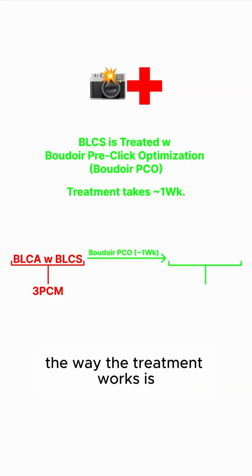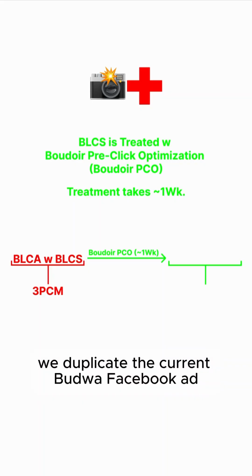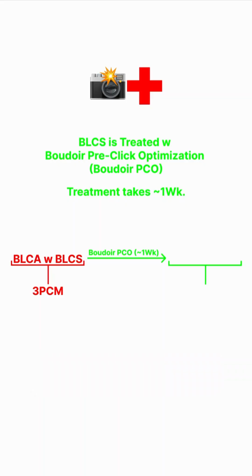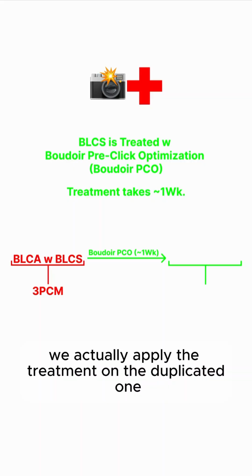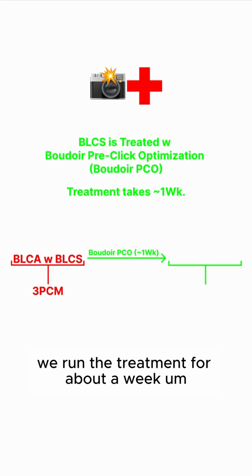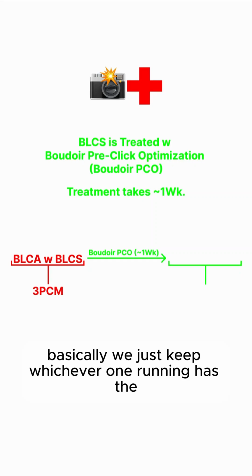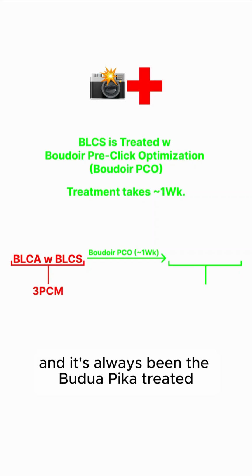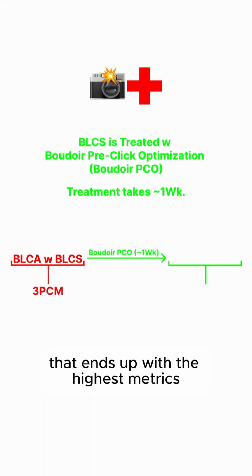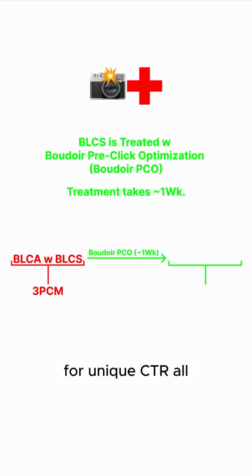The way the treatment works is we duplicate the current Boudoir Facebook ad, and we leave the original. We actually apply the treatment on the duplicated one. We run the treatment for about a week. And after about a week, we just keep whichever one has the highest metrics, and it's always been the Boudoir Pico treated ad that ends up with the highest metrics for unique CTR all.